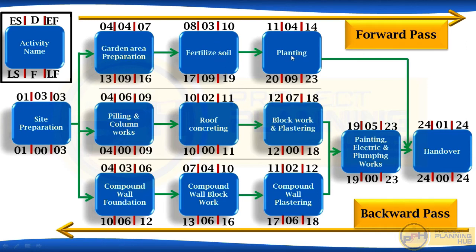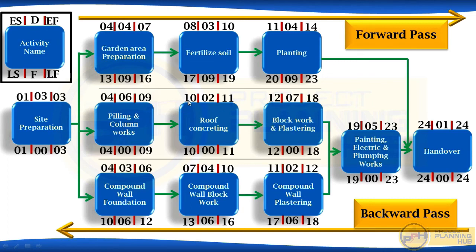Let's take another example, planting. Now the late start for planting is 20. This means we can delay planting start up to 20 without delaying the project. Also the late finish for planting is 23, which means we can delay planting finish up to 23 without delaying the project. Now some of the activities here have the same dates.